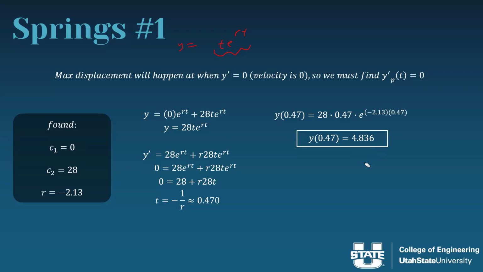Yep. Which makes sense because as a spring oscillates, there will be a point where it will effectively stop moving for a split second, and that is when it is at its furthest displacement. Does that make sense? Okay. Does anybody have any further questions? Cool. All right.